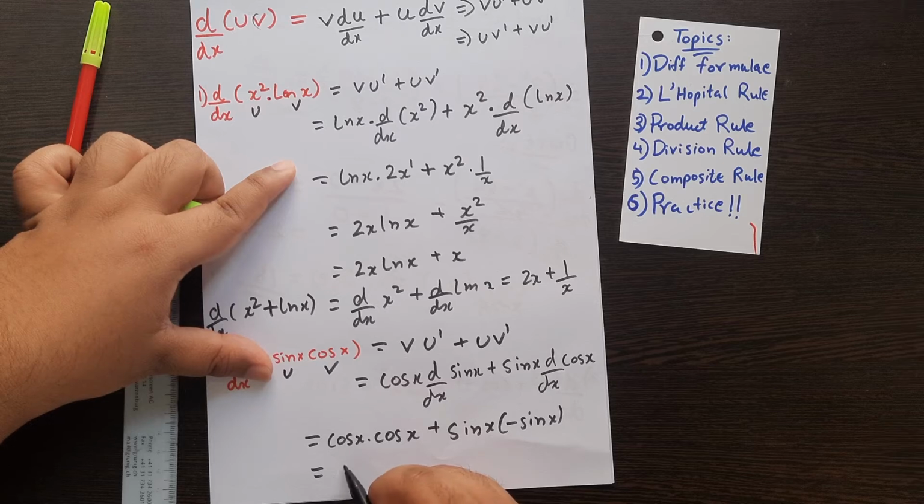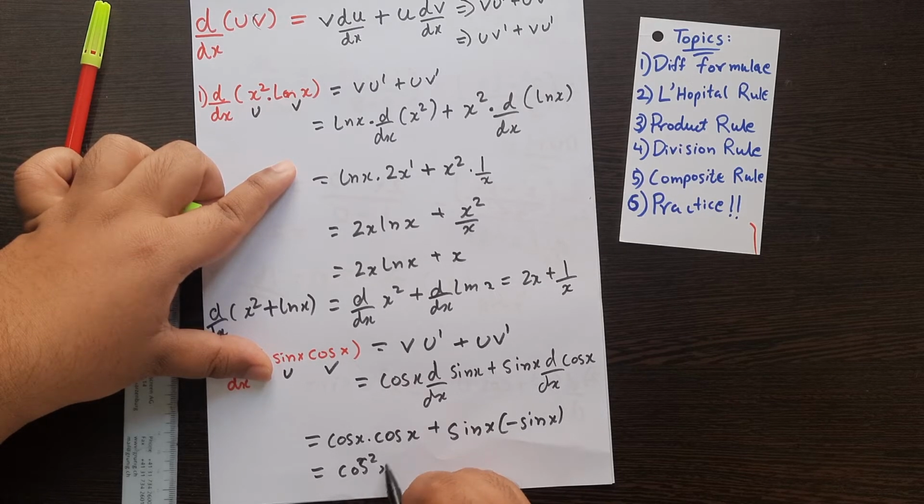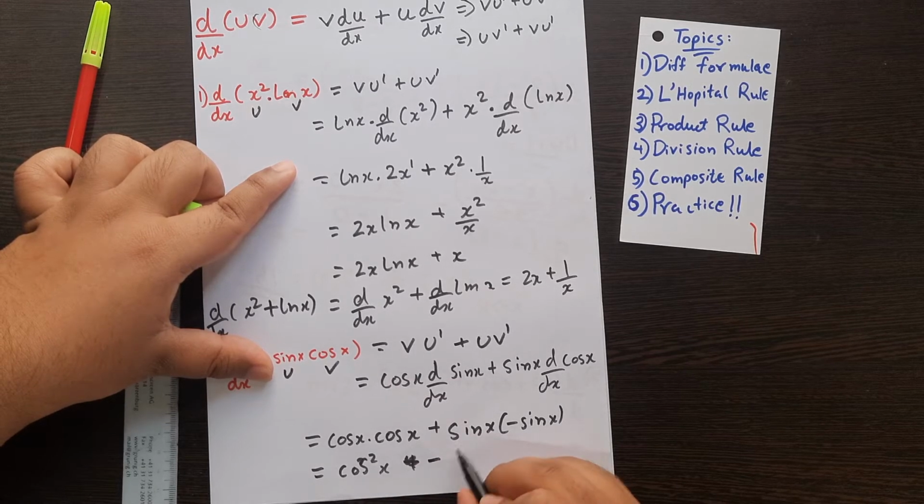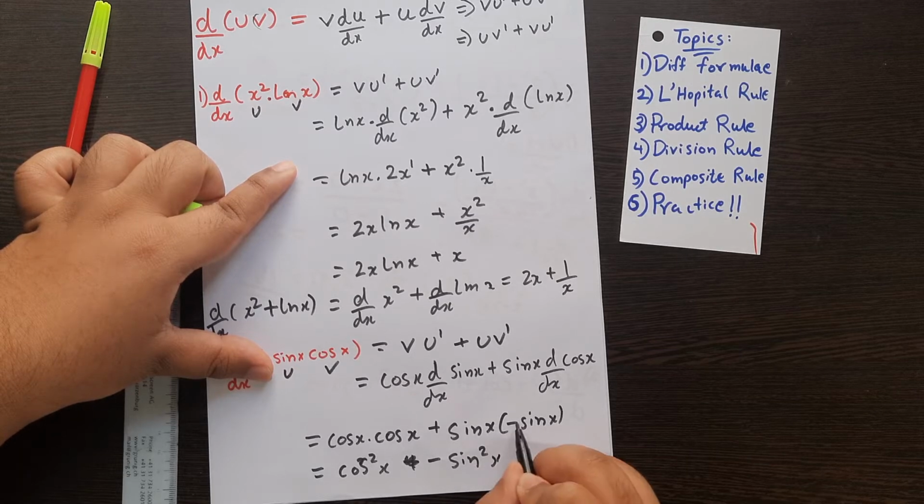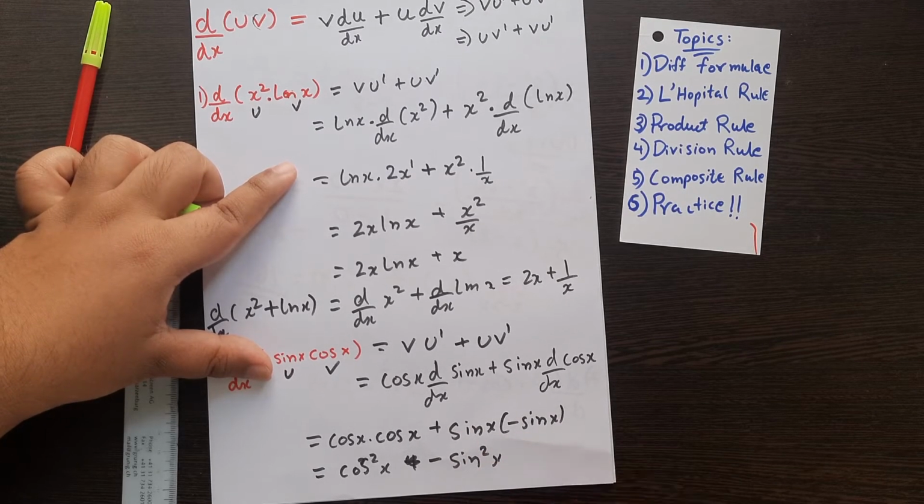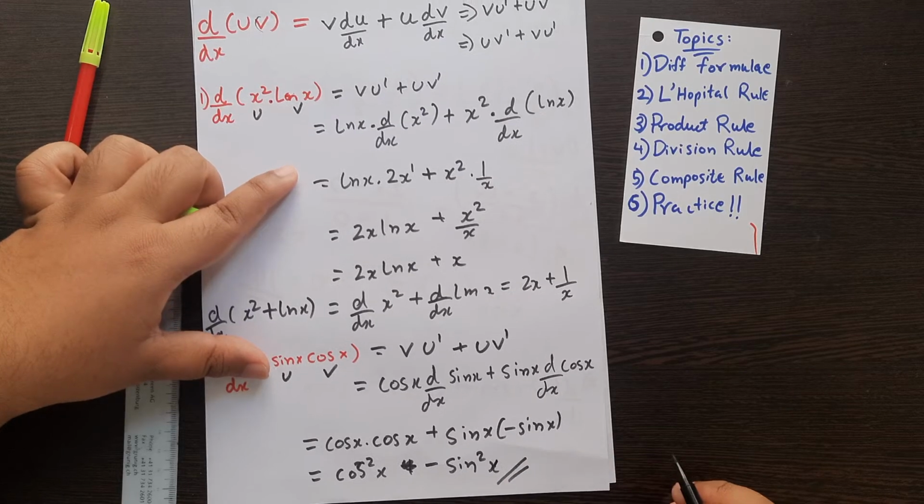And then so what will this be equal to? cos square x plus cos square x minus sin square x, because the sign positive minus, when it comes, it will become minus in total. And this is the final answer.